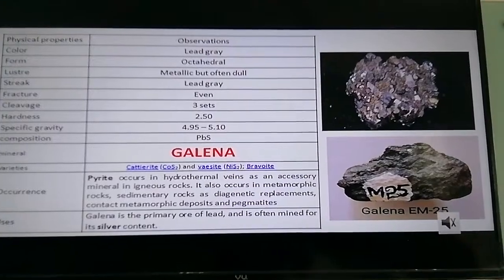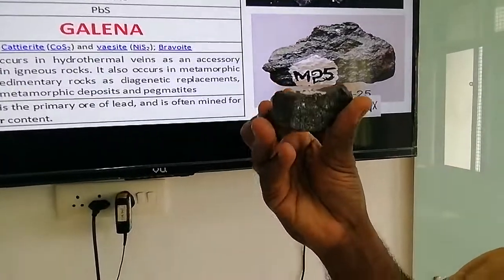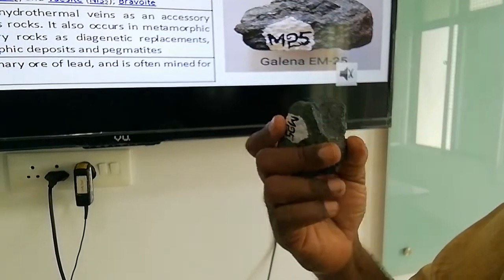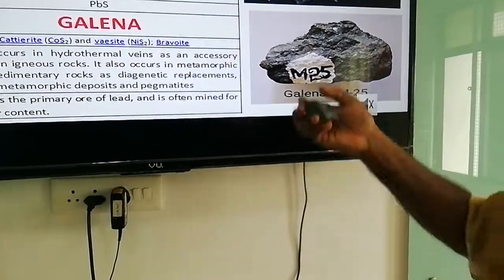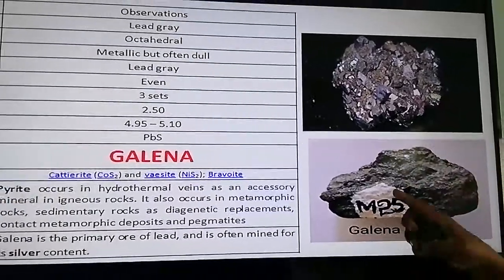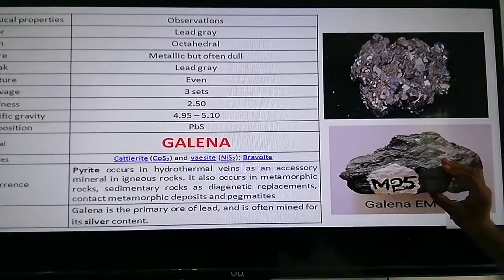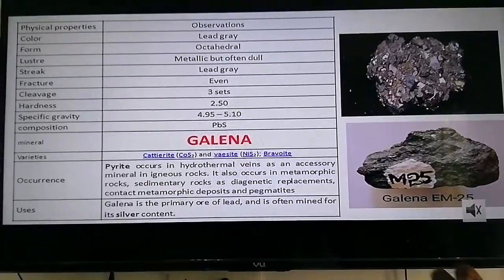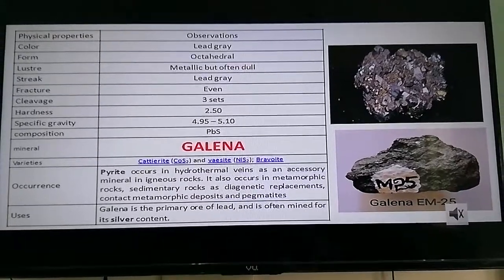Coming to the other one, galena. So its code is M25, and it is lead grey in color, and the form is octahedral, but here this is not octahedral. Usually galena occurs in octahedral form also. It is shown in the picture as octahedral shape, whereas in the laboratory this is not octahedral. Hence we can write massive form here instead of octahedral, and the luster is metallic, but sometimes it shows dull luster, and streak is lead grey, fracture is even, and cleavage is 3 sets.